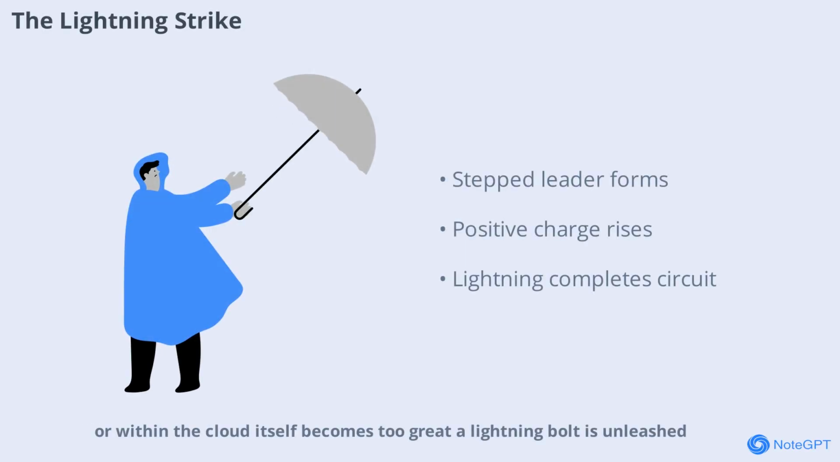When the difference in electrical charge between the cloud and the ground, or within the cloud itself, becomes too great, a lightning bolt is unleashed. The process begins with a faint, invisible channel of ionized air called a step leader, which moves downward from the cloud. When it nears the ground, a surge of positive charge rises to meet it, completing the circuit and creating the brilliant flash we see as lightning. This entire process happens in a fraction of a second, but its effects are unforgettable.